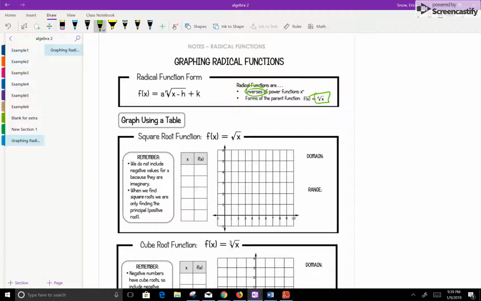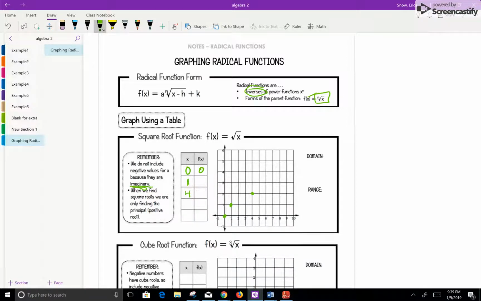Remember that we don't include the negative values for x because they are imaginary. So I'm going to start at 0. If x is 0, then f of x or y is 0. Then I'm going to pick perfect squares for x, because I want to take the square root of pretty numbers. 1, square root of 1 is 1. The square root of 4 is 2. 4, 2. Let's erase that weird little green dot I put right there.